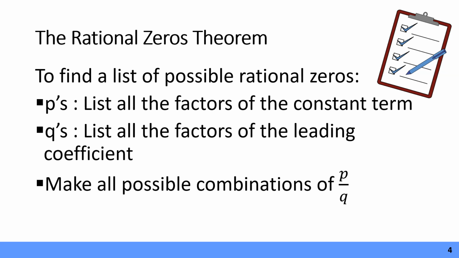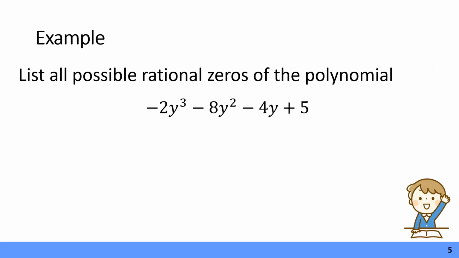All right, if this makes no sense, don't worry. Here comes an example. Here they're asking us to list all the possible rational zeros of the polynomial below. Just like I said on the last slide, we only care about 2 things: the constant term and the leading coefficient.